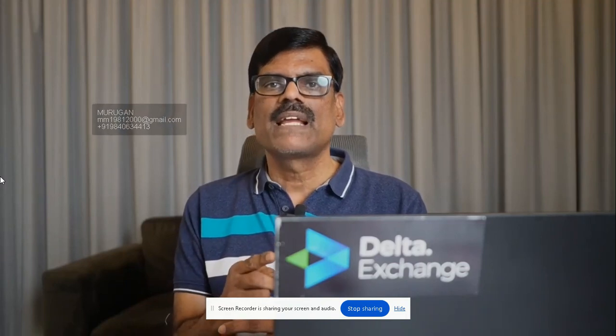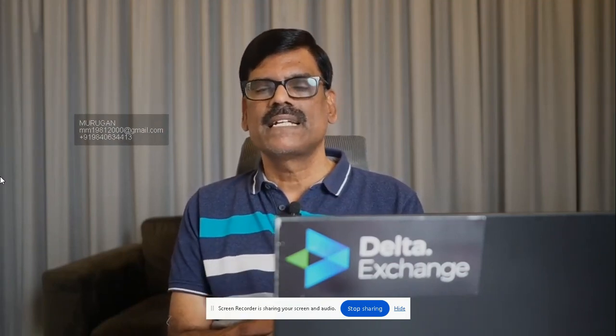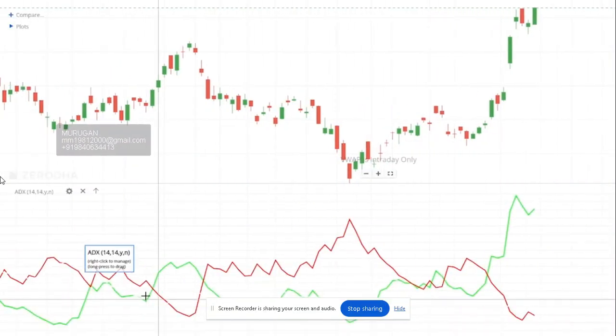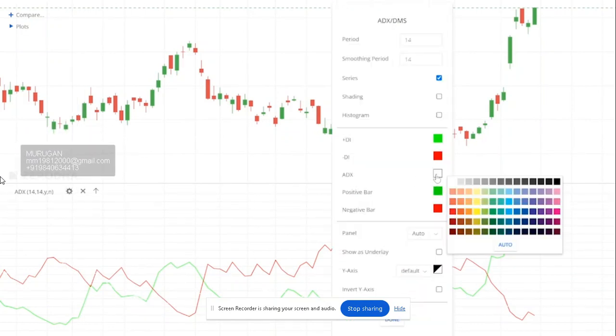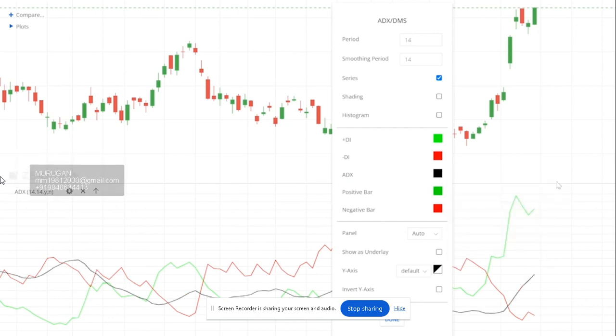That is where the average directional index comes in. Now what I will do is bring in the average directional index. I put white color so that it will disappear. Now I put black color, and it will appear.